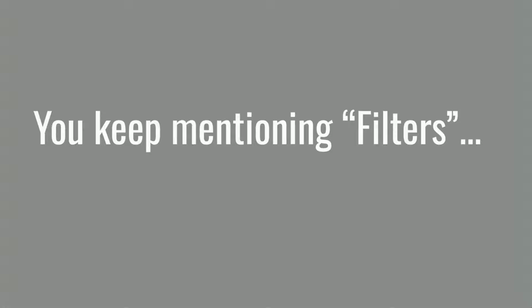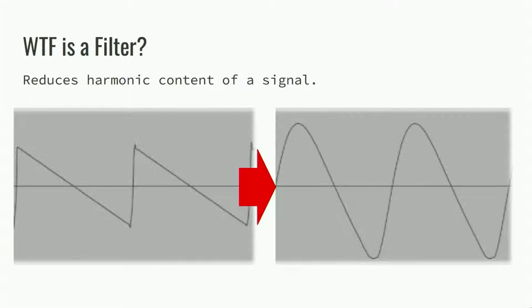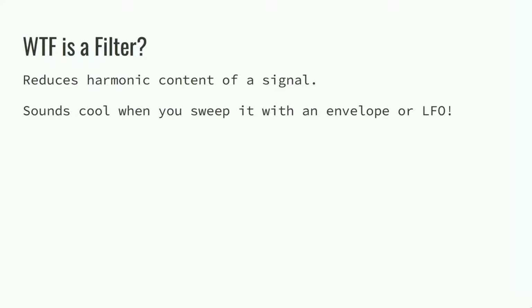So I keep on mentioning filters. What is a filter? A filter reduces the harmonic content of a signal. So I have a sawtooth wave here, and then you show putting a low-pass filter on it, and it makes it more like a sine wave. And that's cool when you sweep it with an envelope or an LFO. That can make a really, really interesting sound.